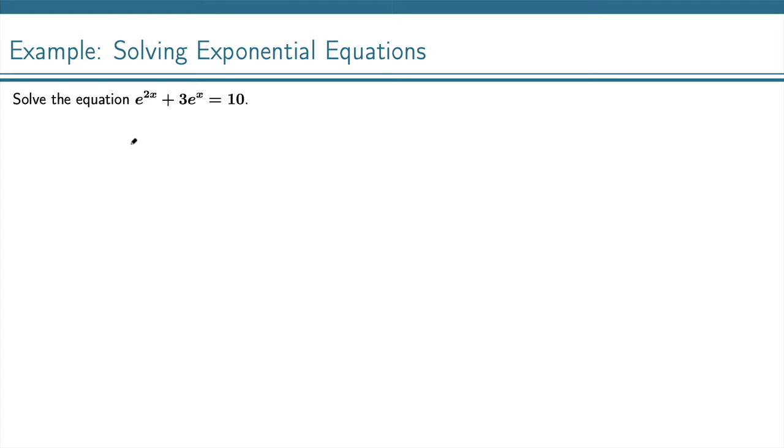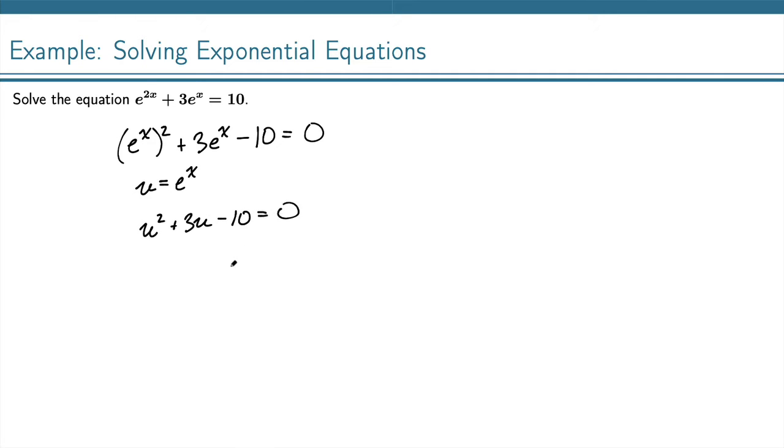e to the 2x is e to the x squared. So I have here e to the x squared plus 3e to the x equals 10. I'm going to go ahead and subtract the 10 because now this looks like a quadratic. This is a quadratic form, so we can do a little substitution just to help us see it. We let u equal e to the x. And so then this expression becomes u squared plus 3u minus 10 equals 0.